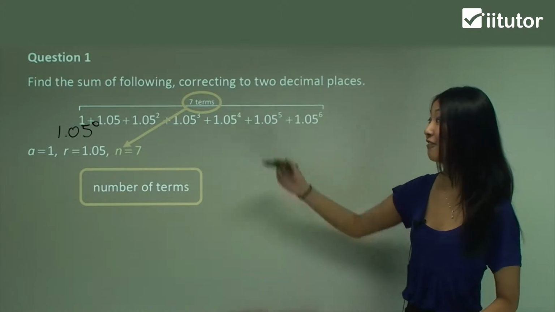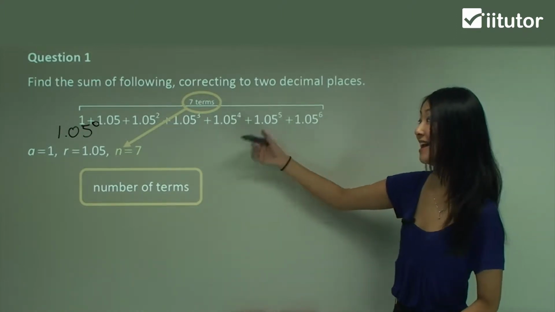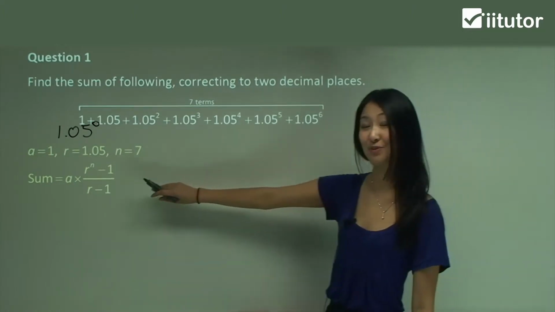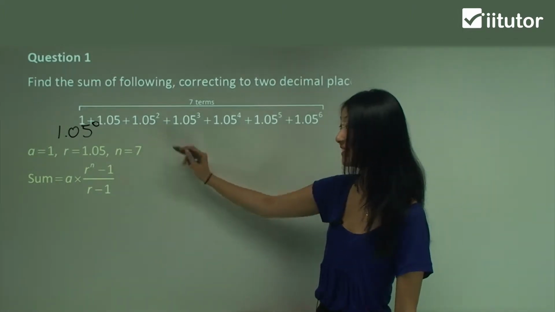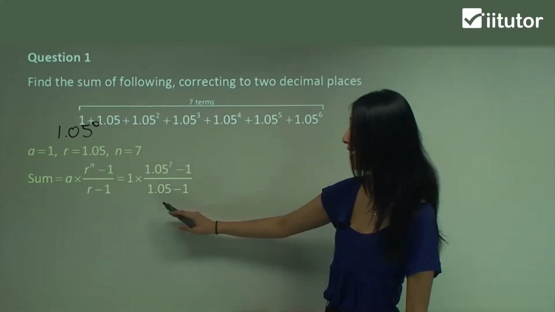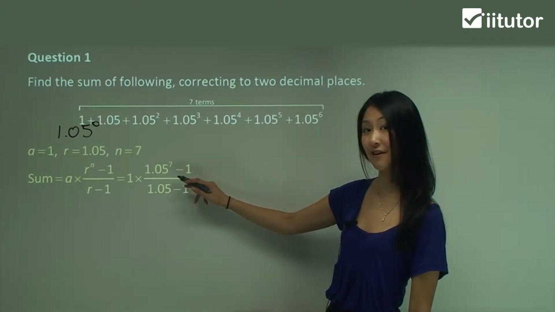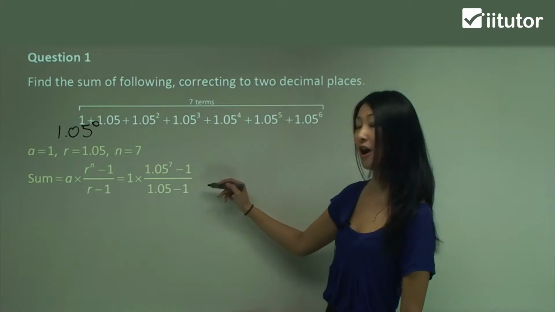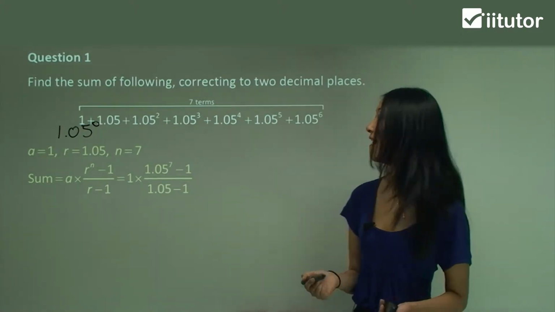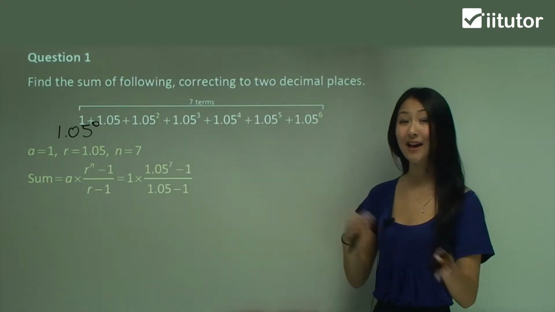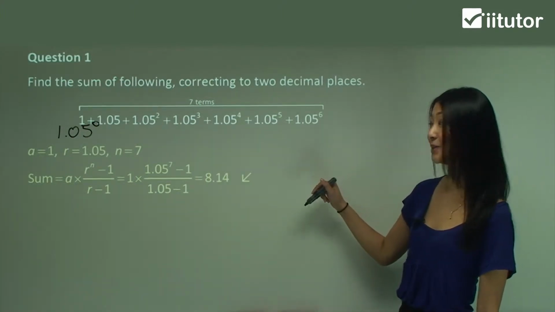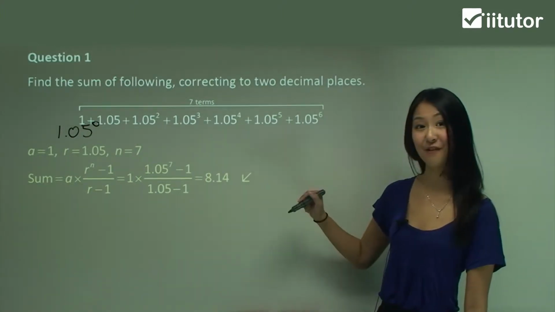So now that we have what a equals, what r and n equal, we just need to substitute it into the equation, which we remember as this. Substituting it in, we have 1 times 1.05 to the power of 7, our number of terms, minus 1 over 1.05 minus 1. Now all you need to do is put that into your calculator and round to 2 decimal places, which should give you 8.14.